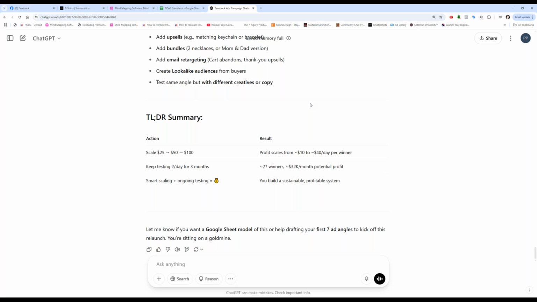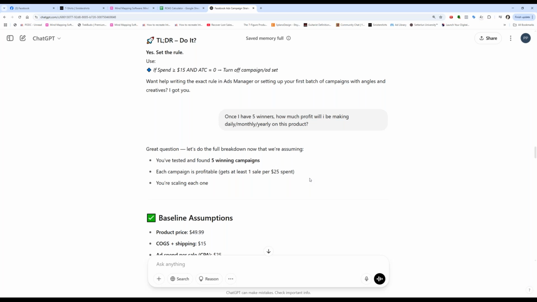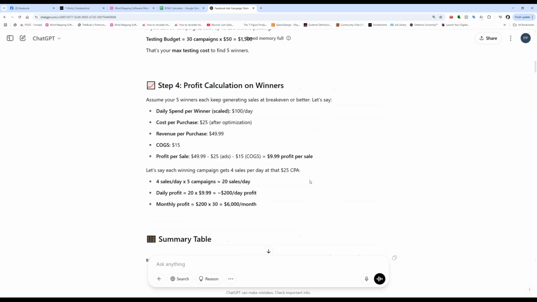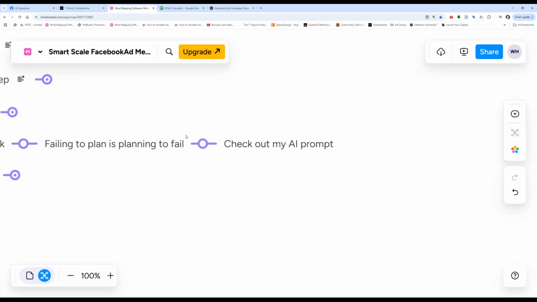So I'm basing what I did here on my past experience, having a gigantic winner that I wish I scaled harder, to be honest. I kind of got lazy and left it on autopilot. But if I had done what you just saw on your screen right now, I would have pulled in way more money from that one product. Okay. So that's when you find a winner. All right, let's go back here. Is that pretty cool? I think so.